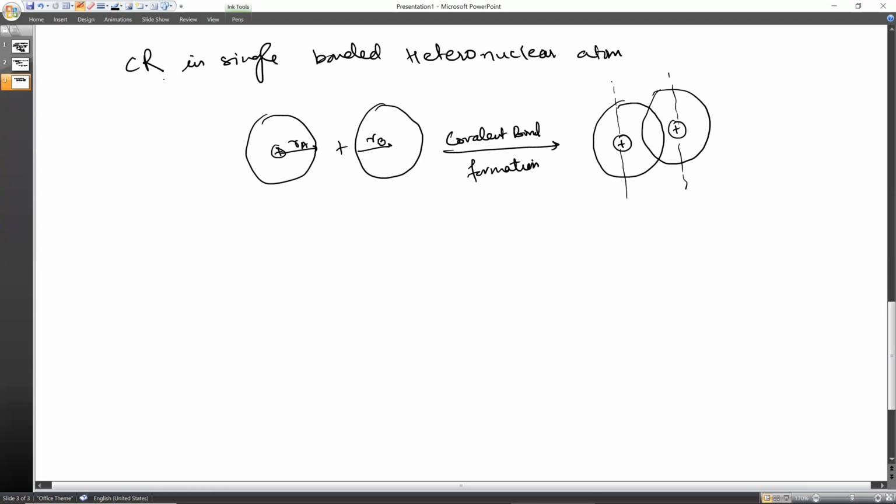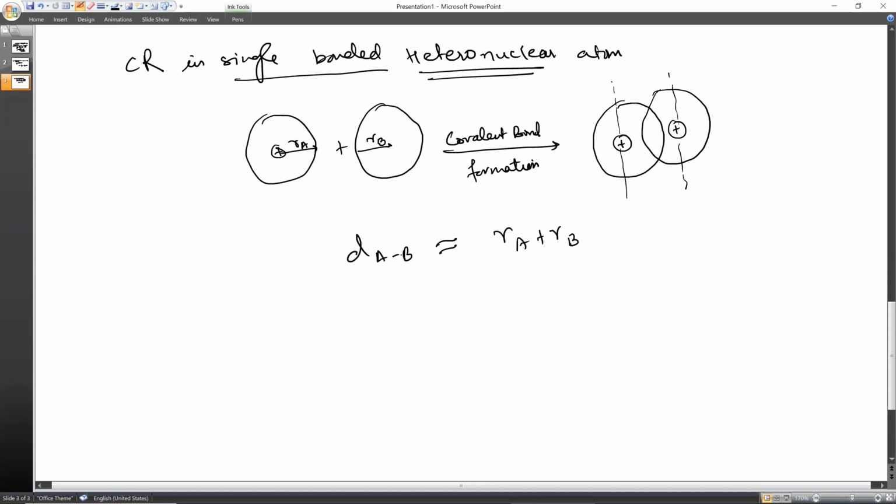So the covalent radius with a single bond. This is a single bond, but the atoms are heteronuclear atoms, which means there is Ra and Rb, two different atoms. Then we can say that the covalent bond length between A and B will be approximately equal to Ra plus Rb. Got it?